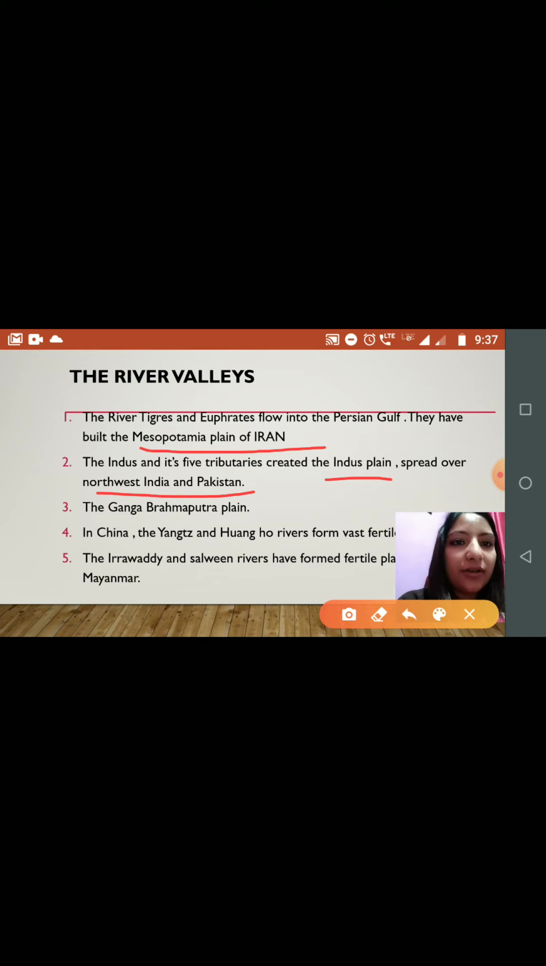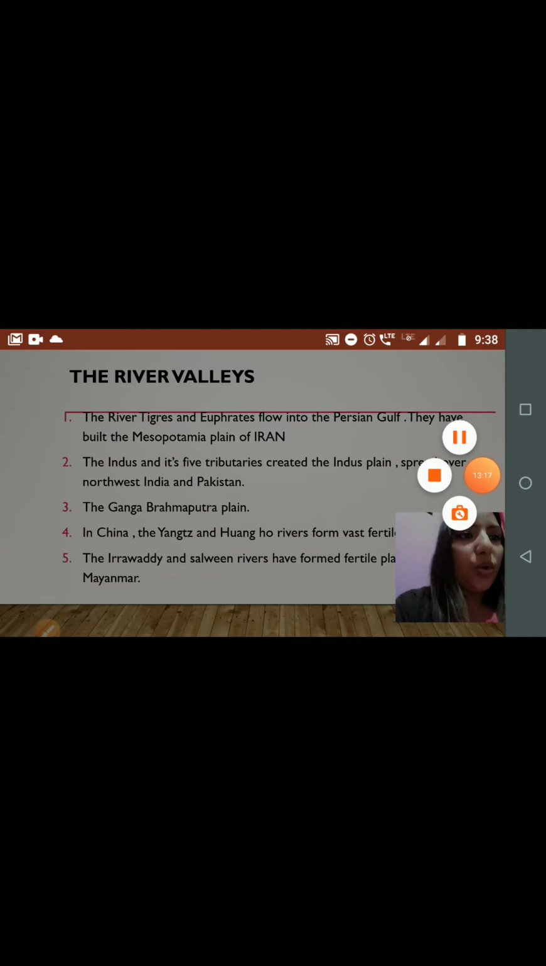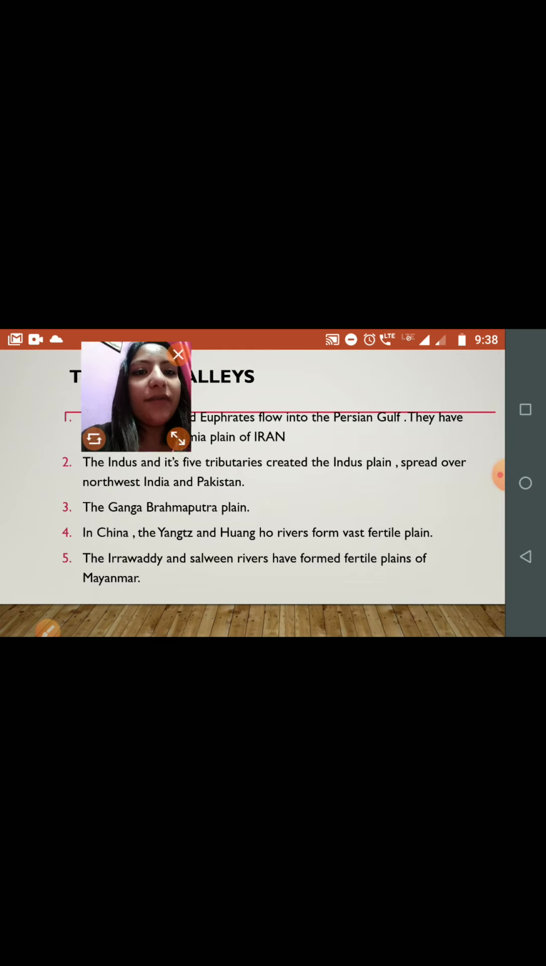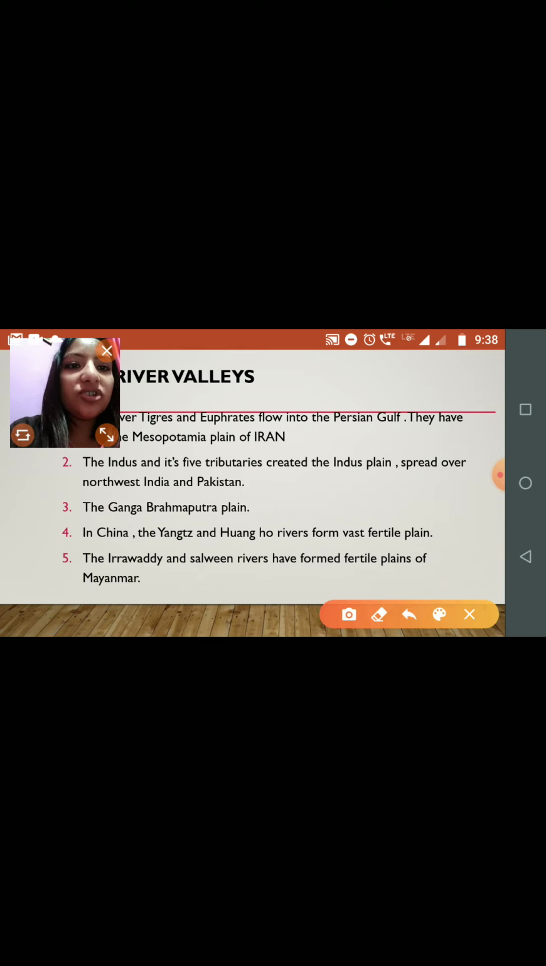Okay, then we have another important one, the Ganga Brahmaputra plain, which is spread over your northeastern India and parts of Bangladesh also. Then we have in China the Yangtze and Huangho rivers, vast fertile plains. Okay, then the Irrawaddy and Salween rivers have formed the fertile plain of Myanmar. So these all are the very important river valleys in Asia, formed by the different rivers which drain through these places.